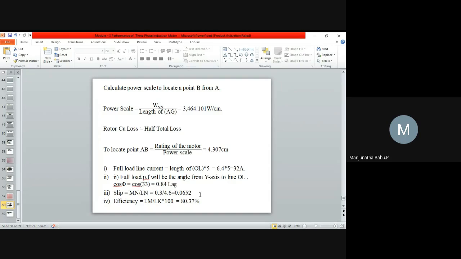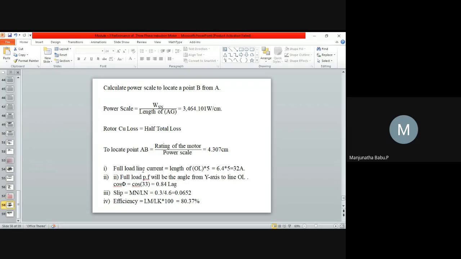Okay. Next, to find the efficiency. Efficiency will be equal to output by input. The output length is Lm divided by Lk. If I measure Lm, I'm getting it as 4.3, and Lk as 5.35. Multiply by 100. So 80.37 is the percentage efficiency.